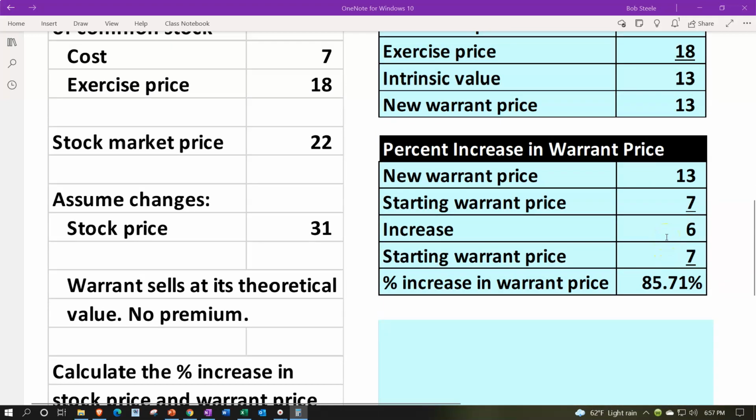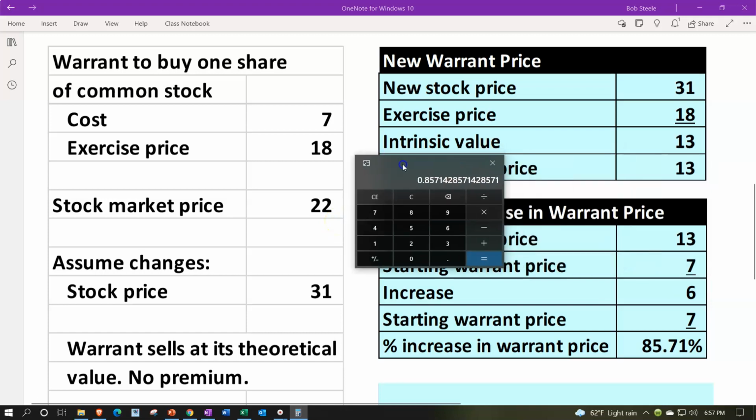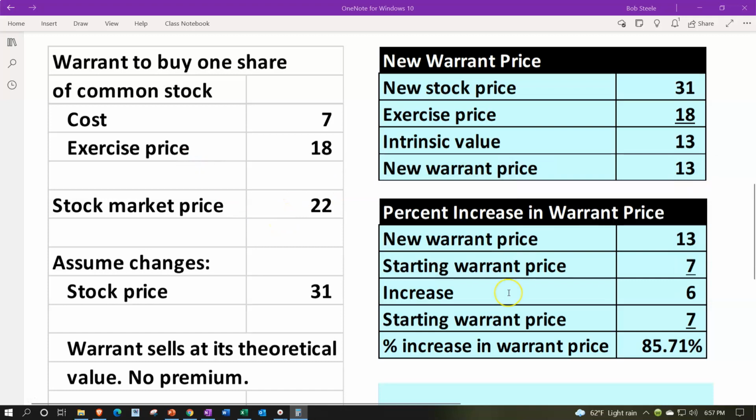And that's because we purchased only one warrant. We could have, and we'll explore this more in future problems, purchased more warrants to equal the stock price. For that $22 stock price, 22 divided by 7, we could have bought around 3 warrants for the same price as the stock. And we'll take a look at more of that in the future.